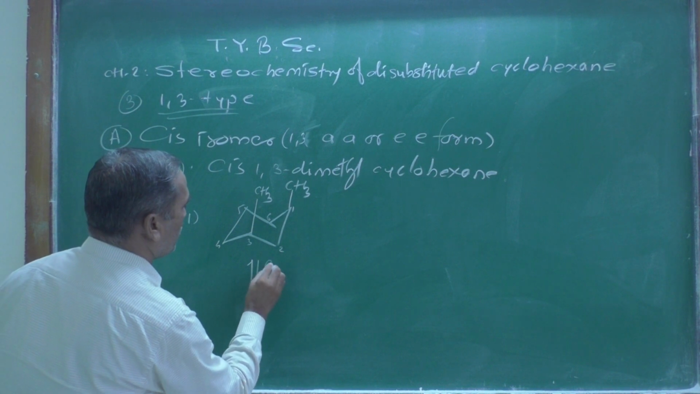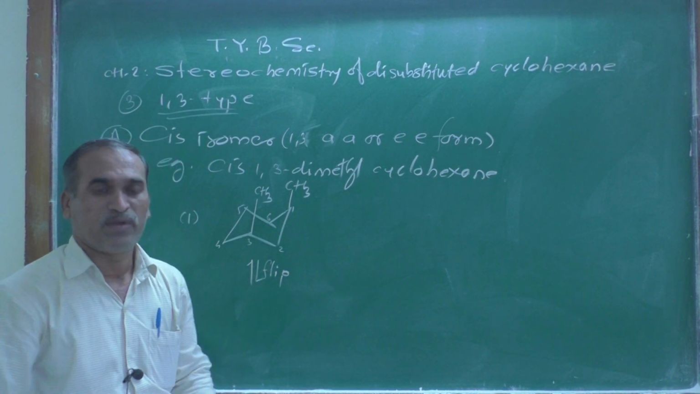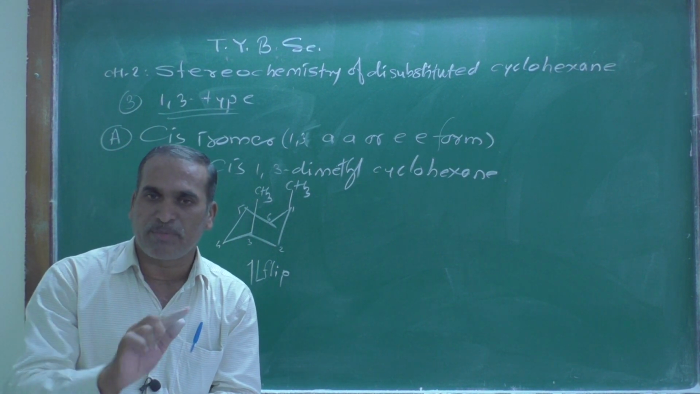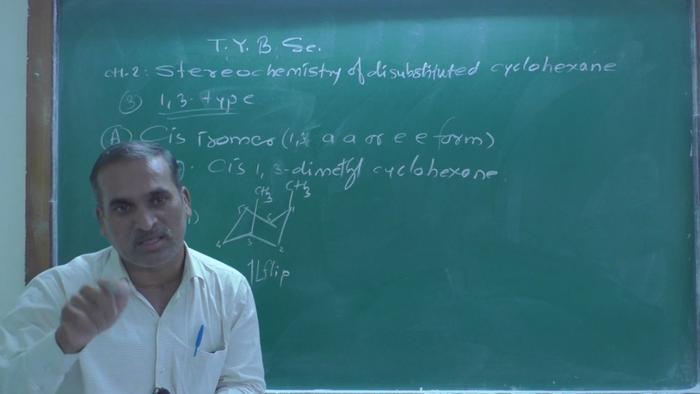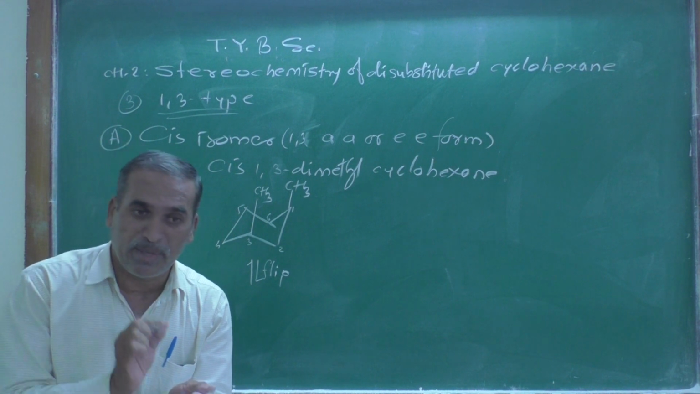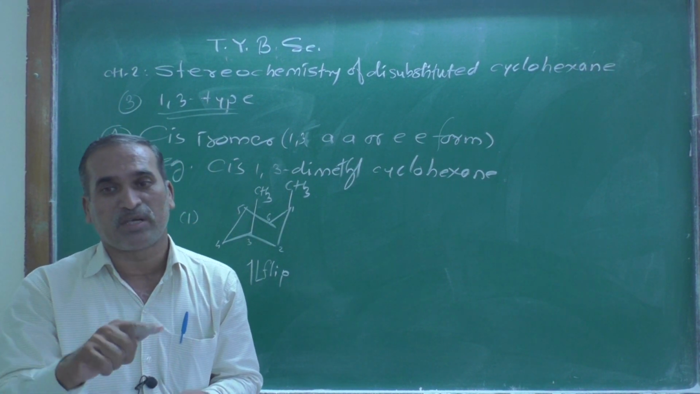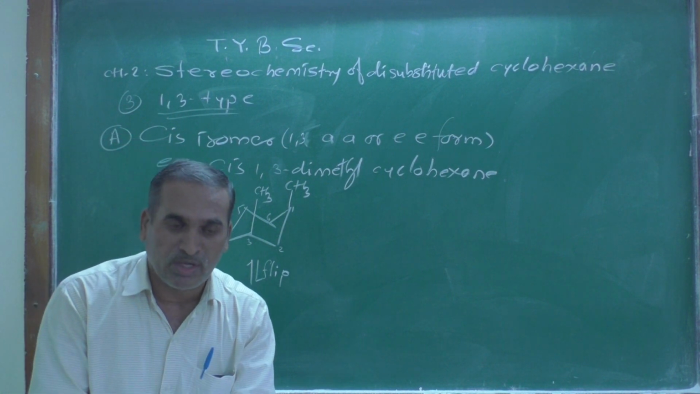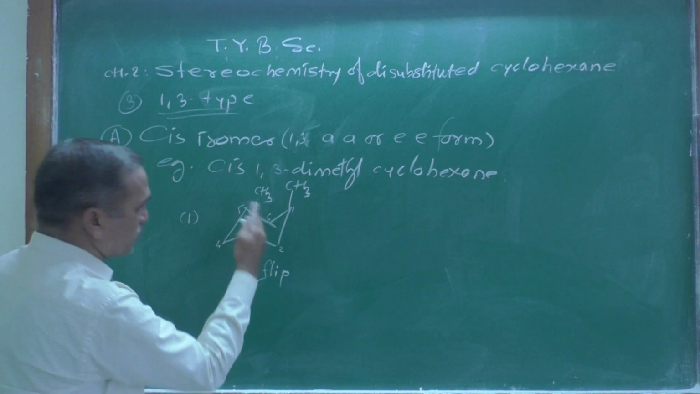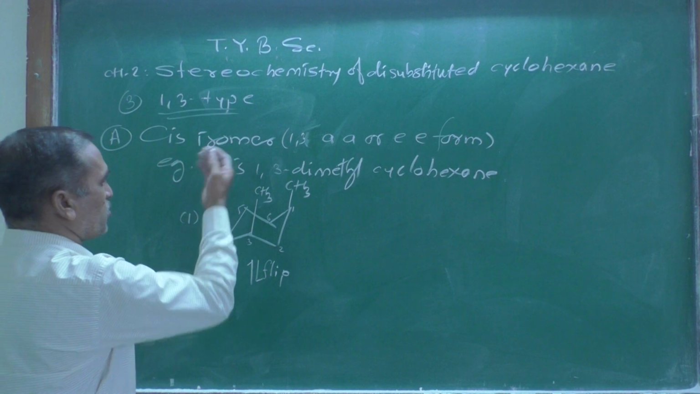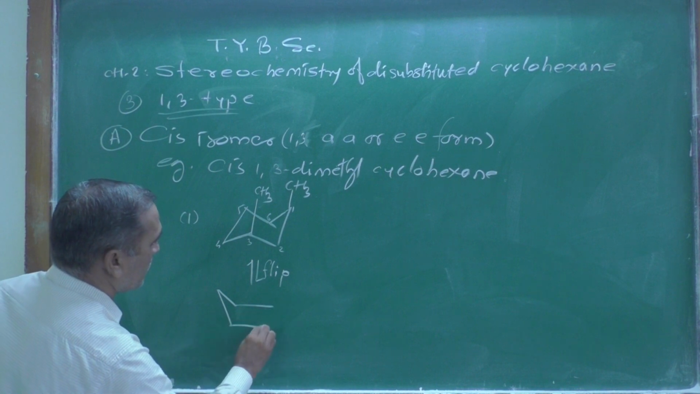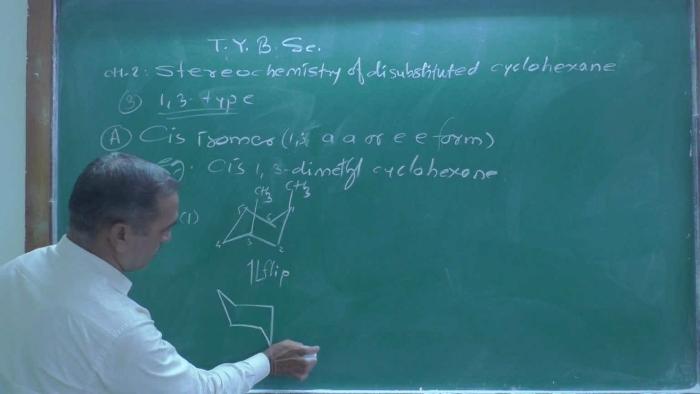Now, as we know, there is one process which is called the flipping process. Flipping is a process where one chair conformation is converted into another chair conformation, and during that process what is happening? Do you remember? The axial bond becomes equatorial, and the equatorial bond becomes axial. This upper carbon atom goes below the plane, and this fourth one goes above the plane, and therefore you can draw the structure like this.